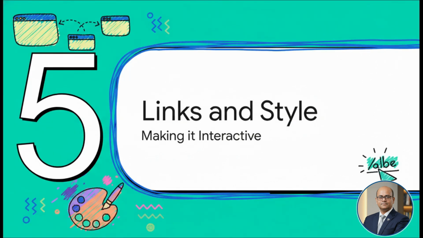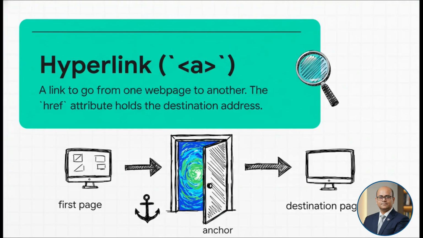Okay, now for the last part of our lesson today. We will learn how to connect one page to another page, and how to make our page look nice and beautiful. So, to go from one page to another, we use a hyperlink. The tag is A. You can think of a hyperlink as a magic door. You click it, and it takes you to a new page.